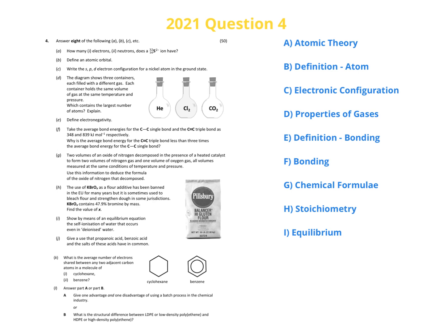Part J says give a use that propanoic acid, benzoic acid and the salts of these acids have in common. That's coming from your organic chemistry. Part K then asks what is the average number of electrons shared between any 2 adjacent carbon atoms in a molecule of cyclohexane and benzene. That's going back to your bonding. And then part L is from the option.